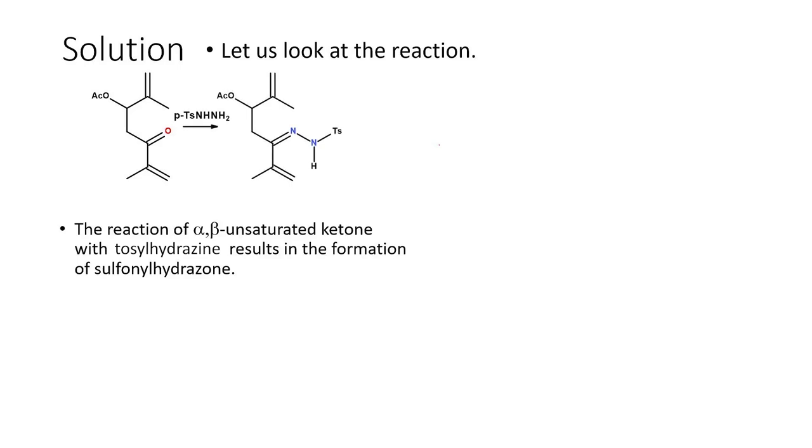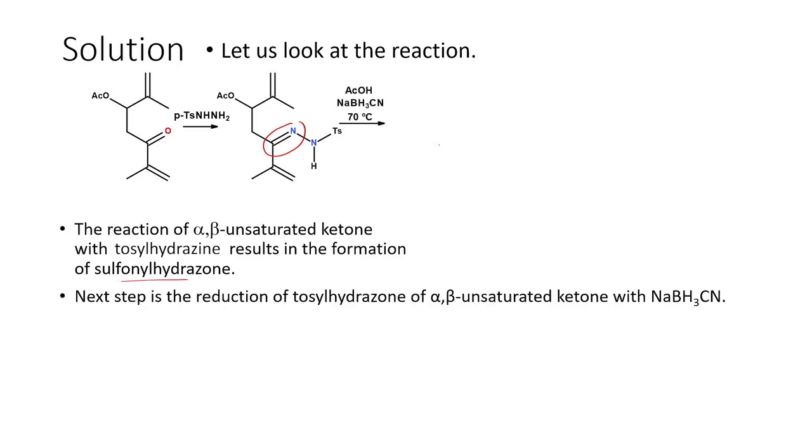So, let us look at the reaction. In the first step, we have an alpha beta unsaturated system, and when treated with the tosyl hydrazine, this leads to the formation of sulfonyl hydrazone. So, here at the carbonyl group the hydrazone formation happens, and the next step is basically the reduction of the tosyl hydrazone with sodium cyanoborohydride in the presence of acetic acid. Because generally sodium cyanoborohydride reductions occur in acidic conditions.